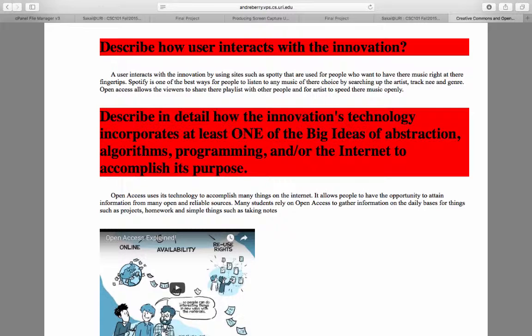Describe in detail how the innovation's technology incorporates at least one of the big ideas of abstraction, algorithms, programming, and or the internet to accomplish this purpose.